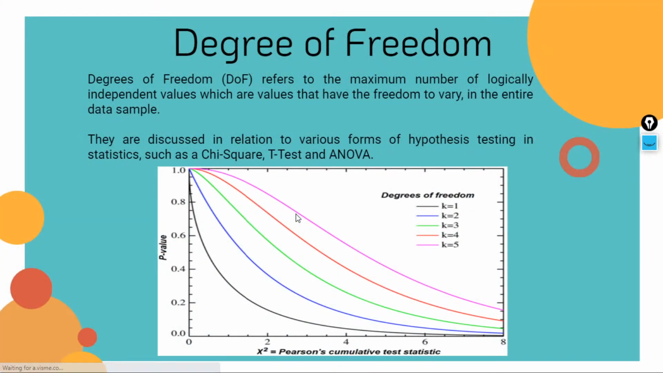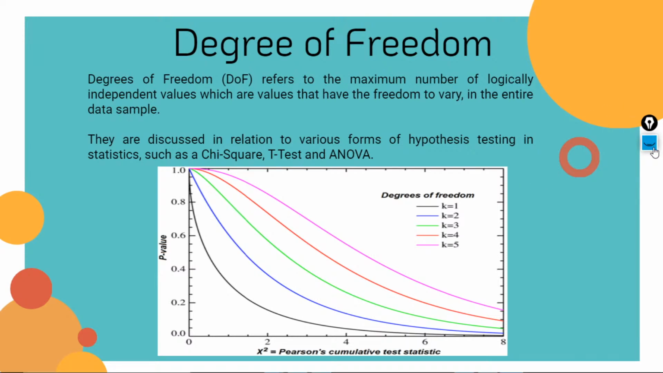Let's see it theoretically. Theoretically, degree of freedom refers to the maximum number of logically independent values, which are values that have freedom to vary in the entire data sample. As I told you, they can vary from one place to another in terms of position, and you will still have the same output as generated by any particular statistical analysis. Then they are discussed in relation to various forms of hypothesis testing in statistics, such as chi-square, t-test, and ANOVA.